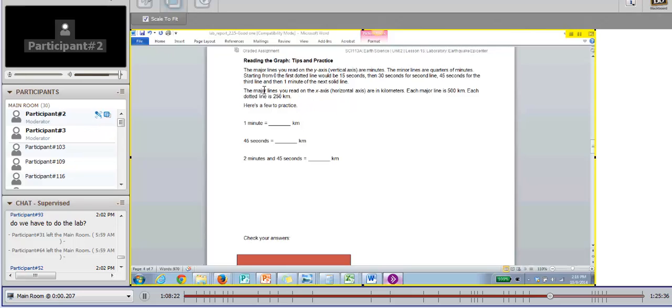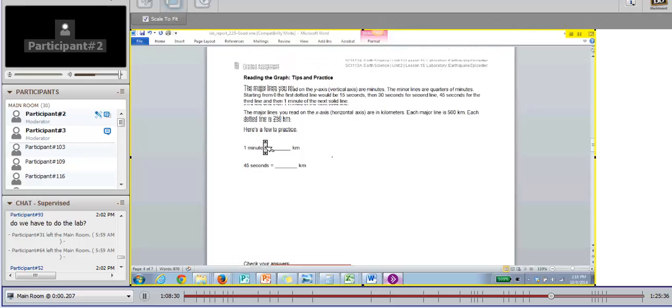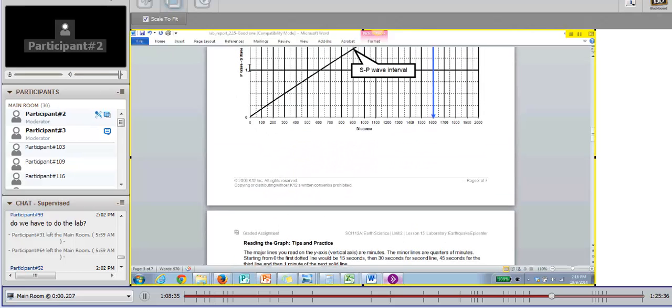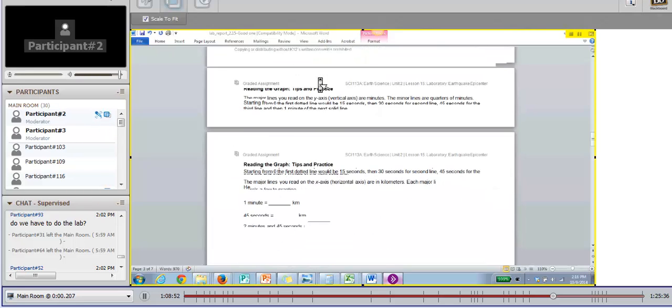Reading the graph tips and practice. So let's practice it again. The major lines you read on the y-axis are minutes. So look at your graph that should be in front of you. Go to 1 minute and figure out how many kilometers that is. Put it in chat when you see it. 600 what? Thank you, Aaron. Yeah, 600 kilometers. So that would go here.